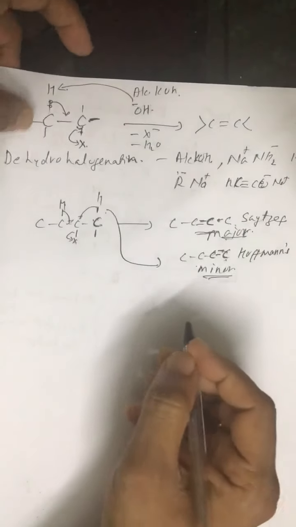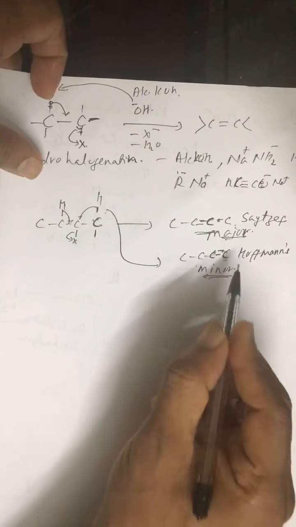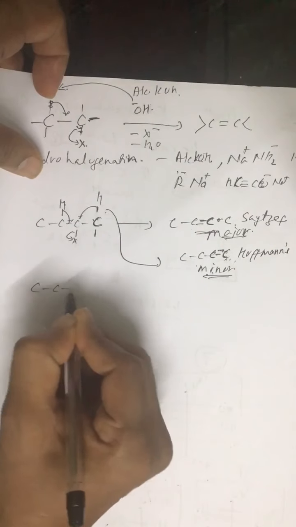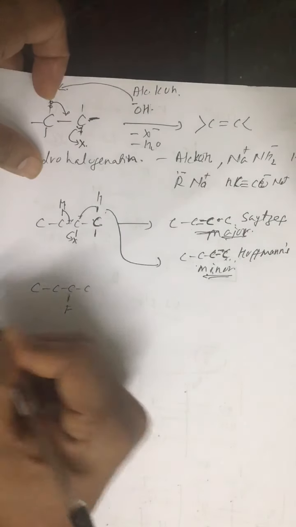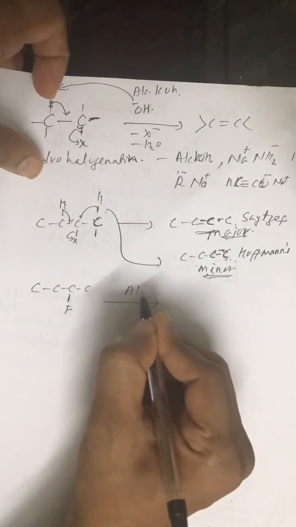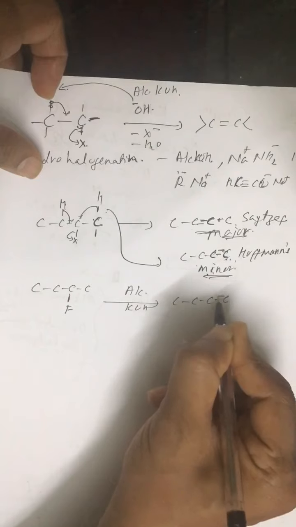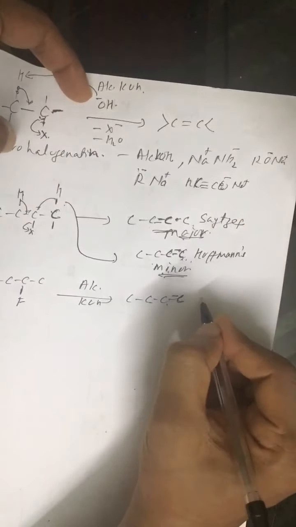But you must know that there are certain reactions in which we get Hofmann as the major product. One of which is if we are using a fluoroalkane. If fluoroalkane is treated with alcoholic KOH, the major product is not Saytzeff, rather the major product is Hofmann's product.